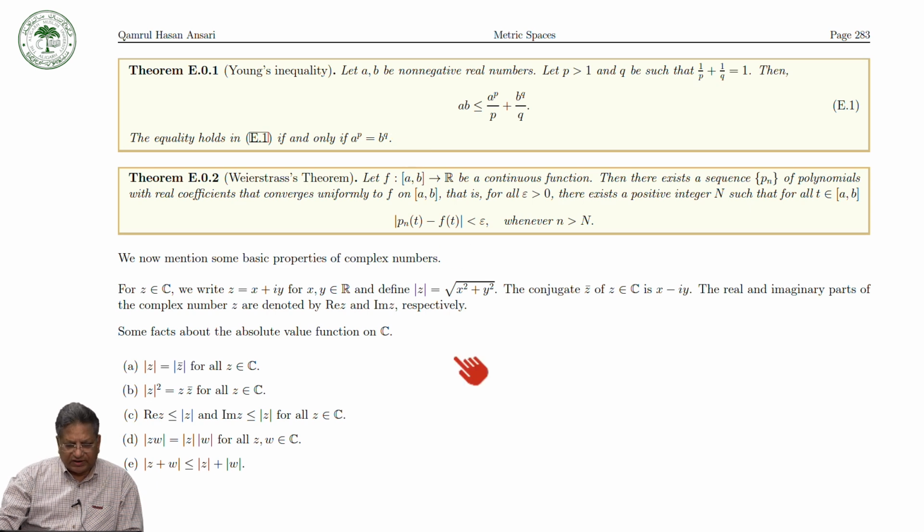We say that if f is a continuous function, then there exists a sequence of polynomials with real coefficients that converges uniformly to f. So every continuous function can be approximated by means of a polynomial function.